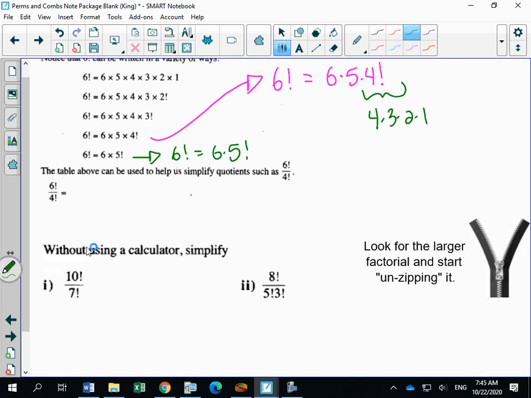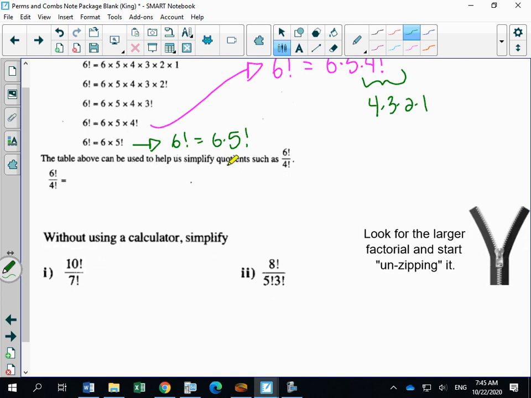Okay. Let's simplify some quotients. So 6 factorial divided by 4 factorial. Yes, you could punch this into your calculator, but you're going to see later on it's going to be really helpful if you're able to simplify. So what you always want to do is, we call this unzipping, and you always want to look for the larger factorial. Okay, so the key to this is going to be looking for the larger factorial. That's the one that you unzip.